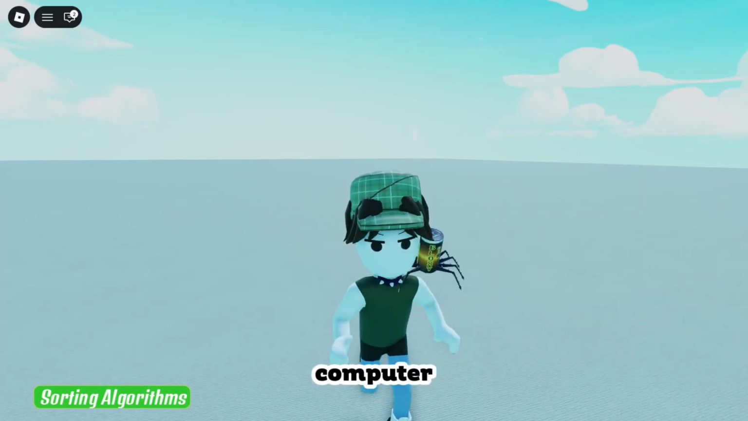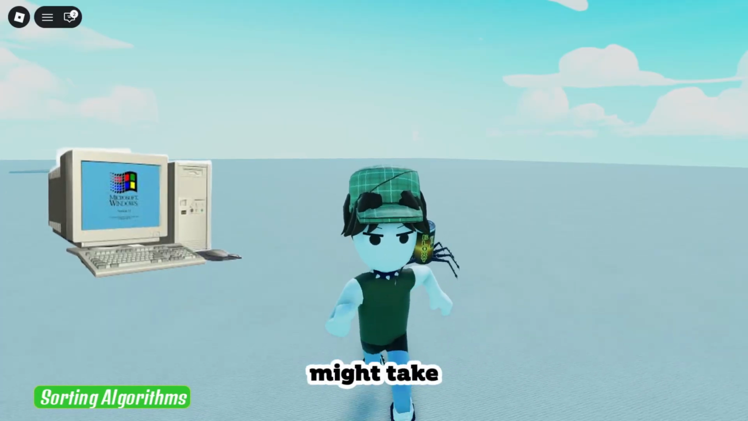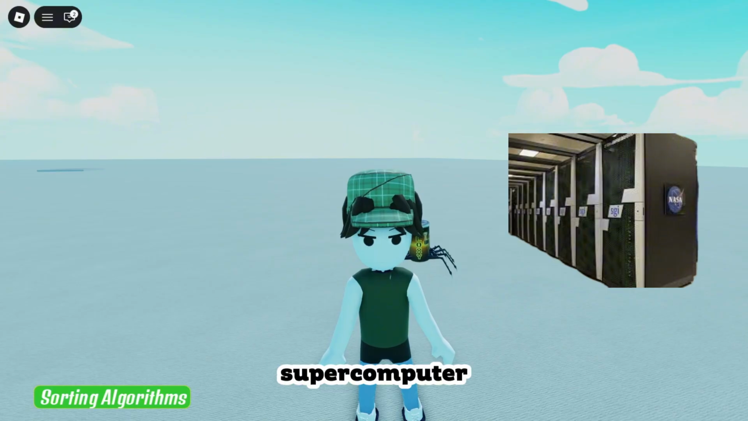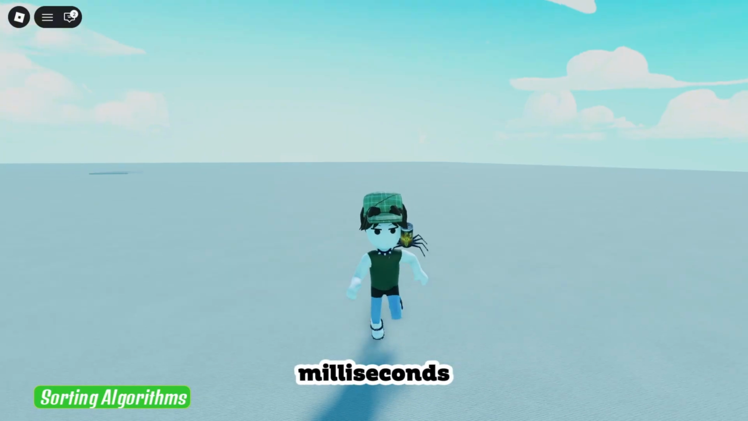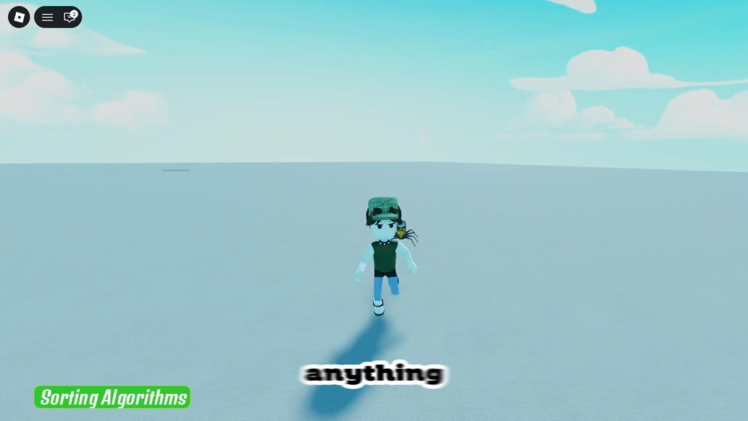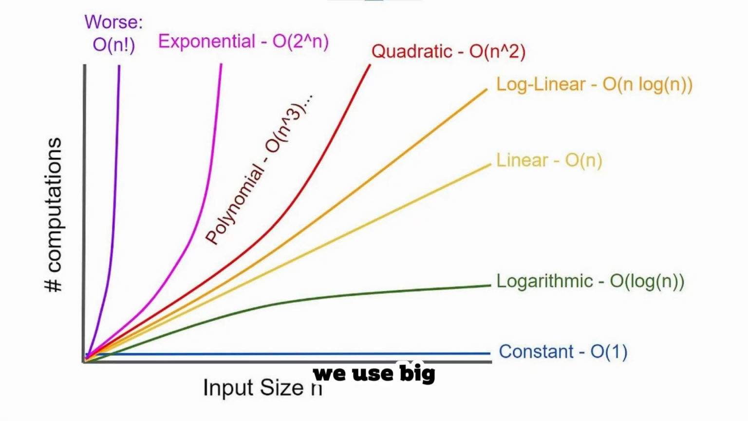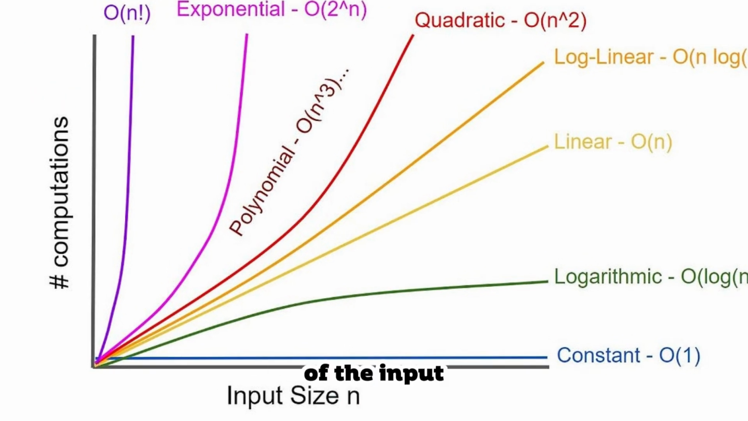On an ancient computer, even the fastest algorithm might take forever. On a NASA supercomputer, a slow one finishes in milliseconds. So raw time doesn't tell us anything useful. That's why we use big O notation. It shows how many operations an algorithm needs depending on the size of the input.